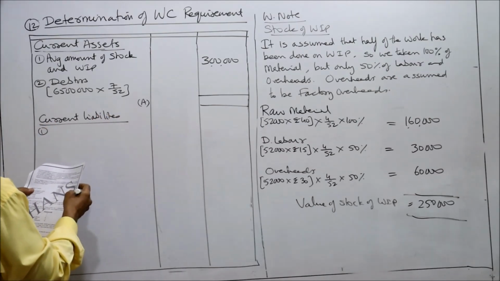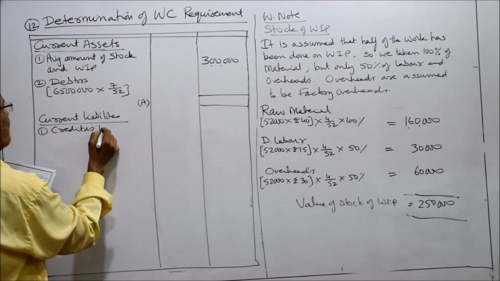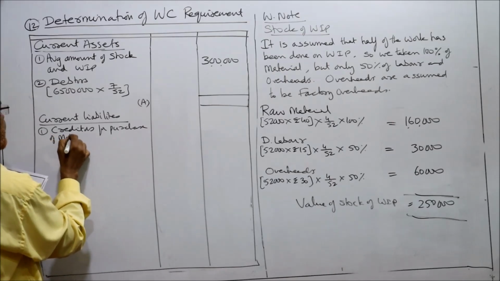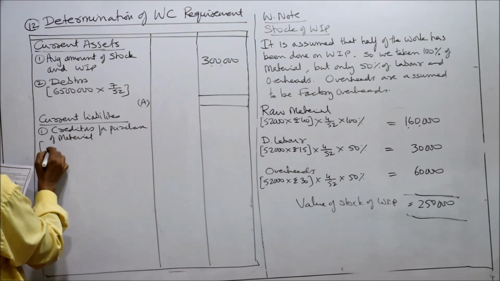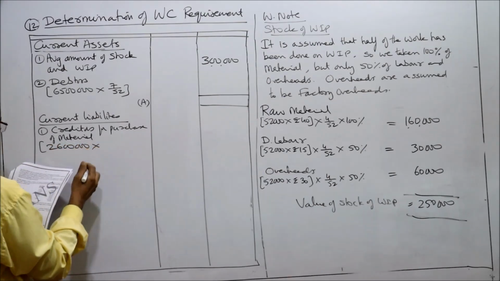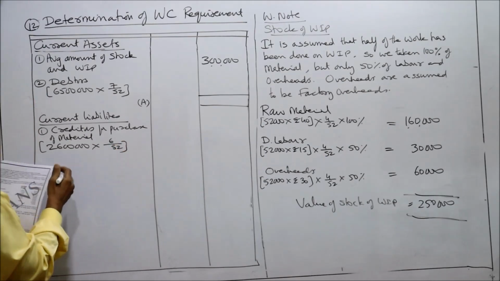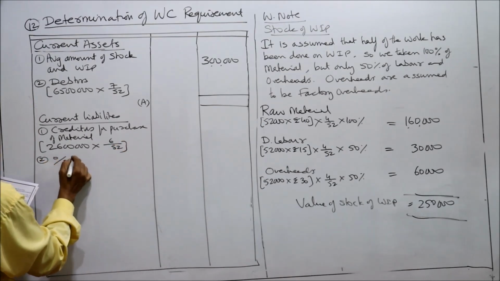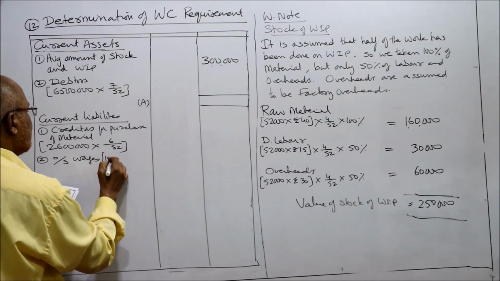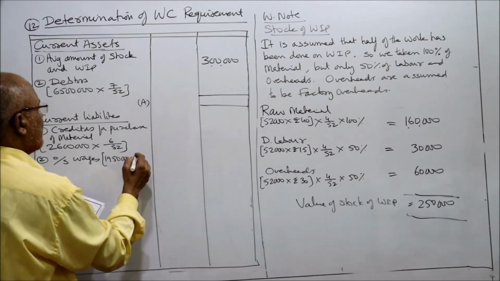Current liabilities. Creditors for purchase of material: 26 lakhs into 6/52. Then second one, outstanding wages: 19,50,000 into 1.5/52.